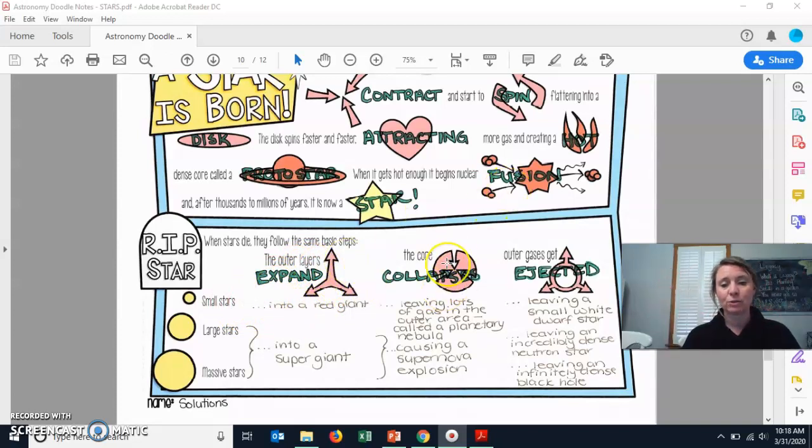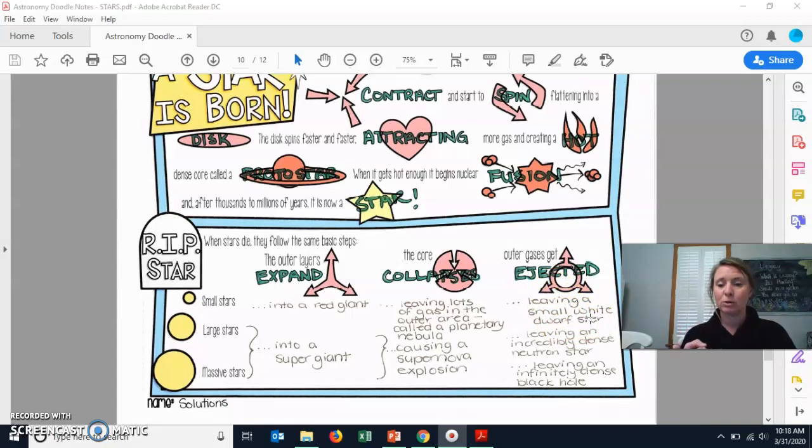And as it does that, the core tries to collapse on itself. And as it does that, it leaves lots of gas in the outer area called a planetary nebula. So it circles back to that nebula. So the small star is going to give another nebula that's going to have enough stuff to hopefully create a solar system if readily available. And then the outermost layers, it's going to eject and then leave a white dwarf at the center.